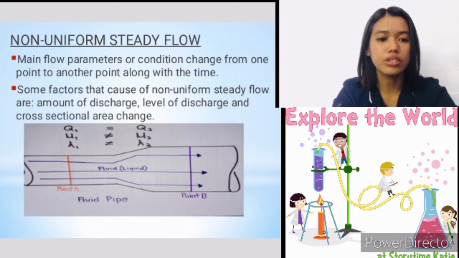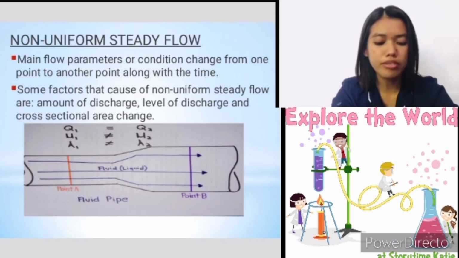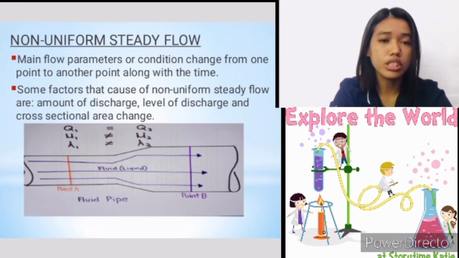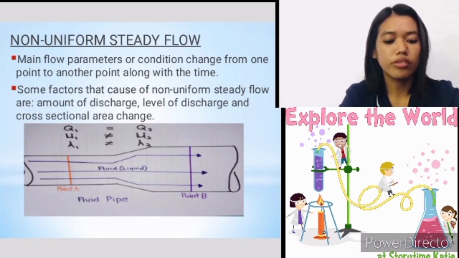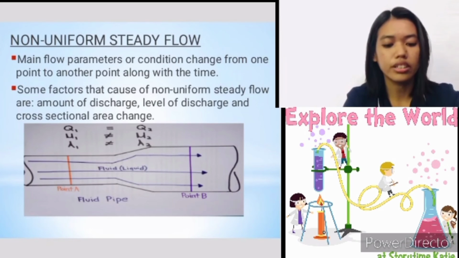The other subtype of steady flow is the non-uniform steady flow. The main flow parameters or conditions of non-uniform steady flow change from one point to another point but do not change with time. Unlike the uniform steady flow, the non-uniform flow has a change in the parameters where any of the flow parameters are varying with distance along the length of the flow. Some factors that cause non-uniform steady flow are amount of discharge, level of discharge, and cross-sectional area.